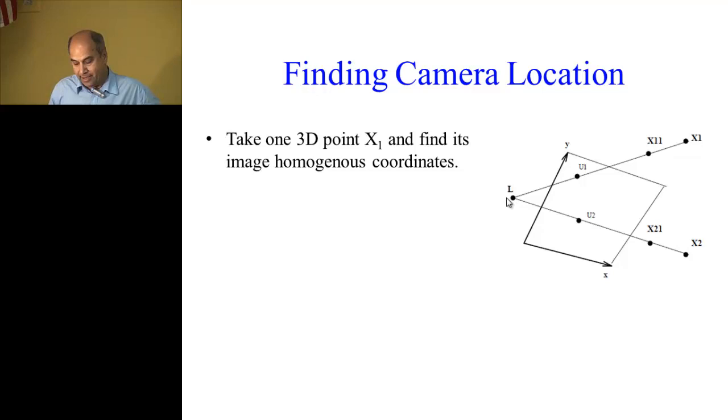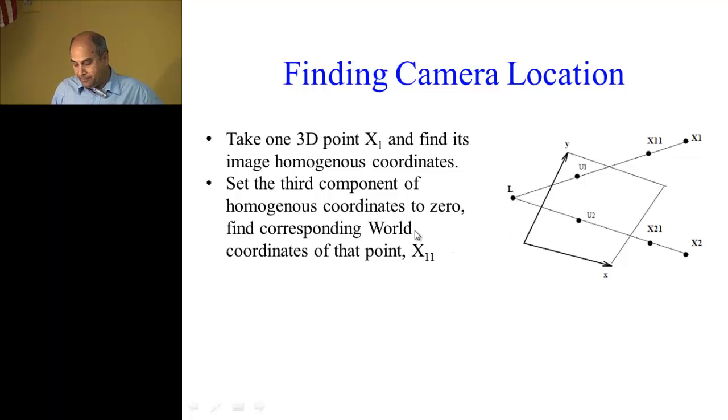So we'll take one 3D point, this is X1, and we'll find the image coordinates in the homogeneous system, which is this one. The third component in homogeneous coordinates is not really useful. We will make it zero, and we will find the corresponding 3D point of that image point for which we have made the third component zero, and maybe that 3D point will be this one, X11. Because this is the image of these points, and they have to lie on the ray. So if X1 was imaged here, then if we make the third element zero, the world point corresponding to that will lie somewhere here, suppose here.